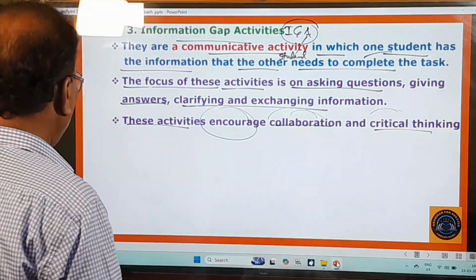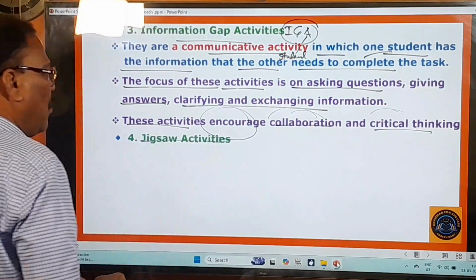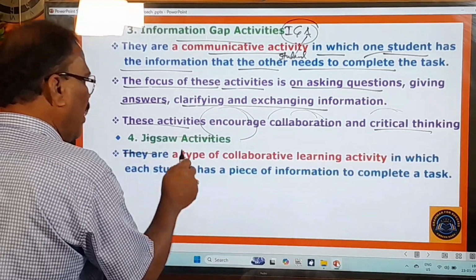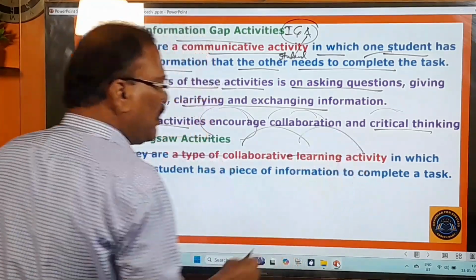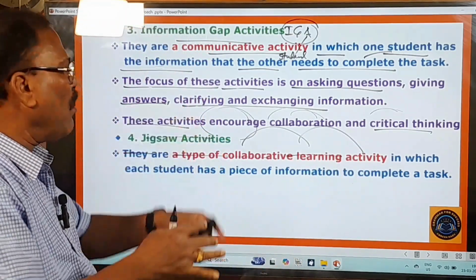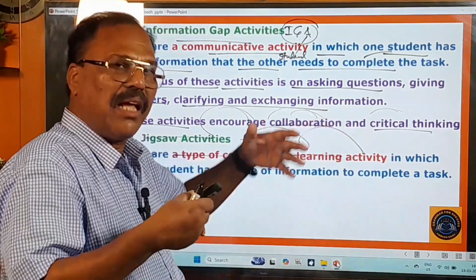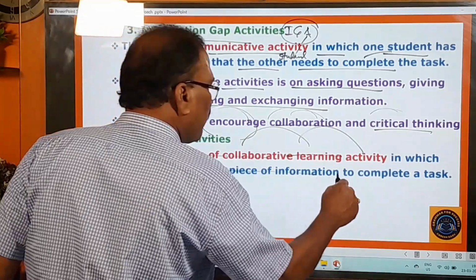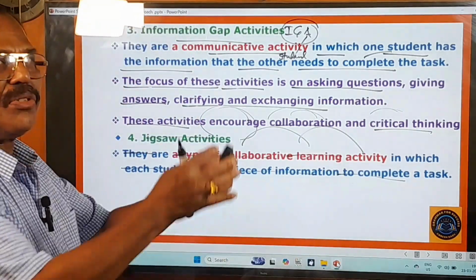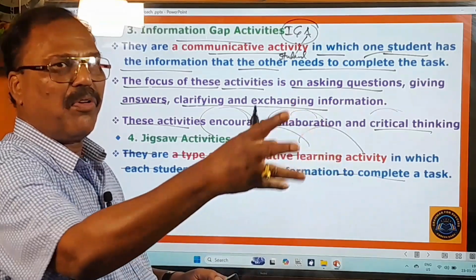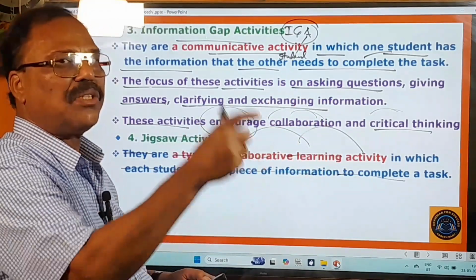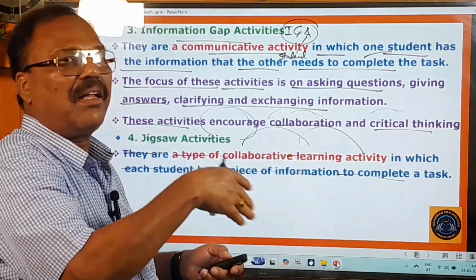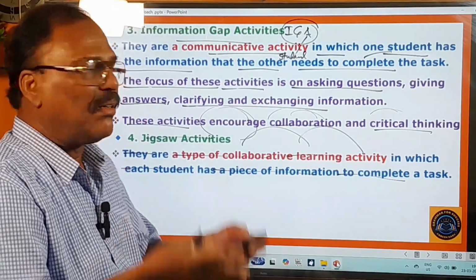Okay, and one more is also there, that is jigsaw activities. What are these jigsaw activities? Here you pay attention. These jigsaw activities are a type of collaborative learning activity. They are also communicative activities in which each student has a piece of information to complete a task. So each student has some information. There will be 4 or 5 students in that group. Each student has got some information and they share that information with others, and then they complete the task. That is the jigsaw activity.